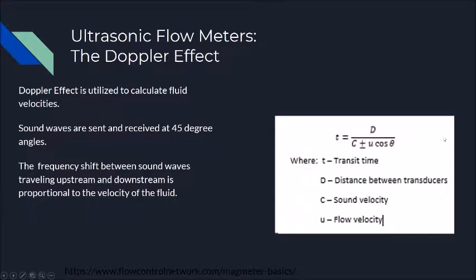So an explanation of that is over here on the right, where T is the transit time, or the measured time between the signals being sent and received. D is the distance between the transducers, and then underneath that we have the velocity of the sound or the signal being sent, and then U is the velocity of the flow or fluid. So then given those bits of information, plug them in, solve it.